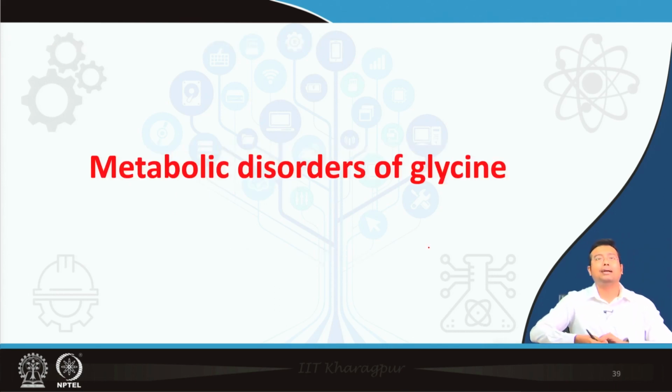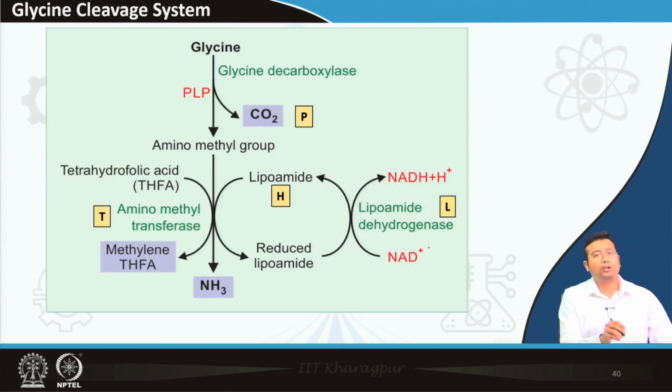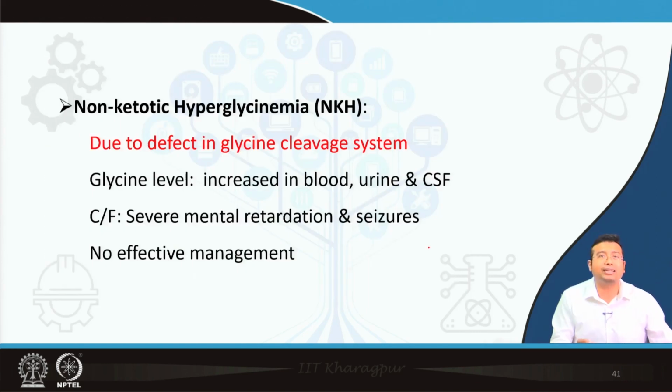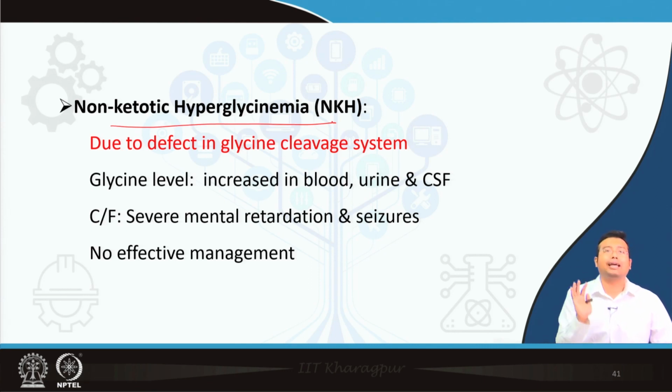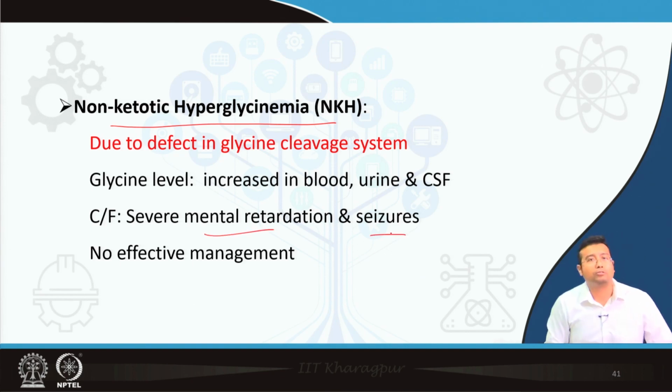So, what are the metabolic disorders of glycine? I told you, remember the slides because that will be required when we are discussing disorders. The glycine cleavage system is the most common breakdown pathway of glycine. So, if it is defective, what happens? Non-ketotic hyperglycinemia. Simple, glycine level will be extremely raised, it will lead to severe mental retardation and seizure, and there is no effective management. So, high level of glycine in blood, urine and CSF, glycine cleavage system problem.